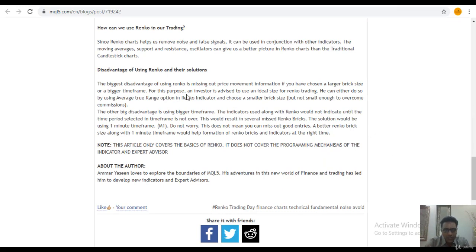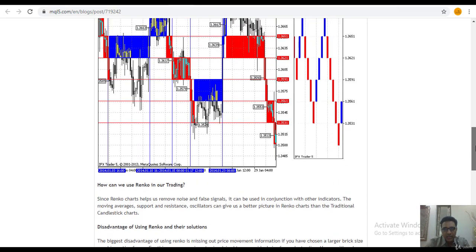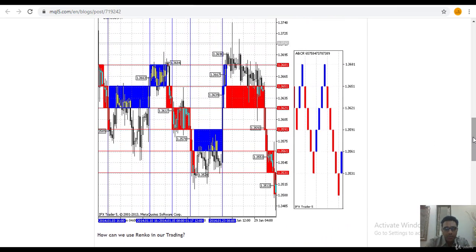Okay, for this purpose, an investor is advised to use an ideal size for Renko trading. He can do so by using the average true range option in the Renko indicator and choose a smaller brick size, but not small enough to be overcome by commissions, right? Many people try to use a 2 pip brick size. A 2 pip brick size is very, very small, guys, so there would be a lot of movement.